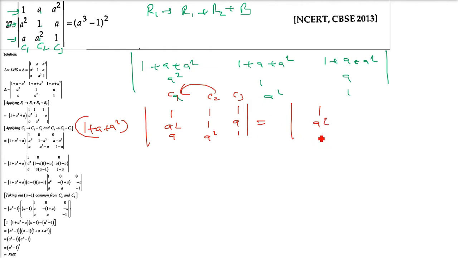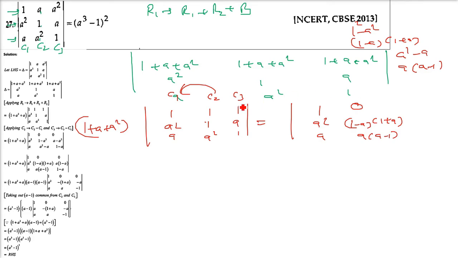So 1 minus 1, this column 1 remains the same. 1 minus 1, 0. 1 minus a square, I am writing it as 1 minus a, 1 plus a. Now a square minus a is what? You can take a common, it will be a minus 1. So a into a minus 1.